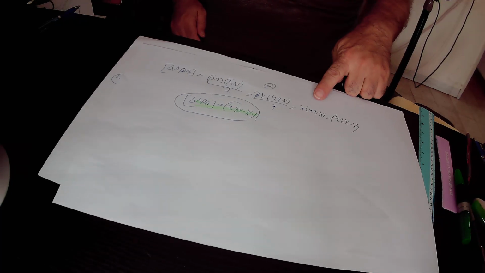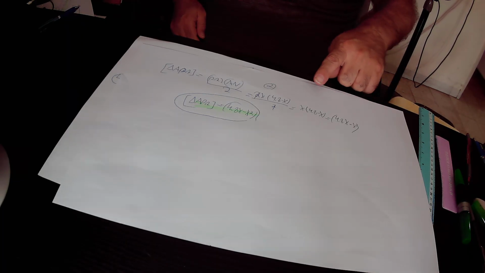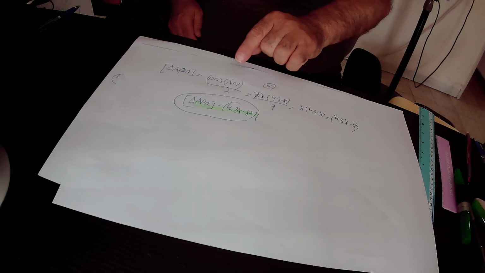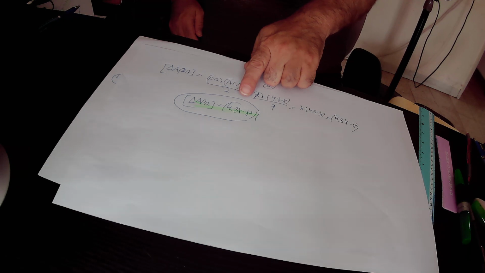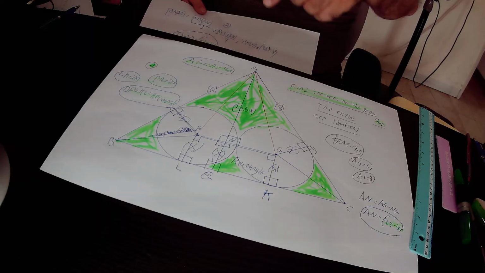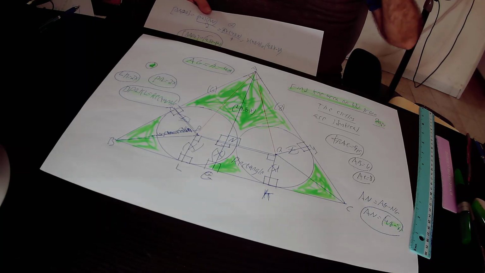Open the brackets of this expression: 4.8 times x we have here. x times minus x is equal to minus x squared. So in total, this expression equals 4.8x minus x squared. Okay, again, the area of this triangle equals 4.8x minus x squared. So it's inside.